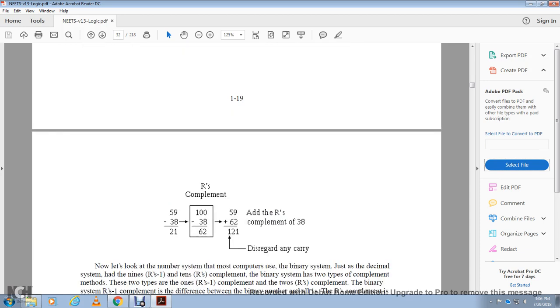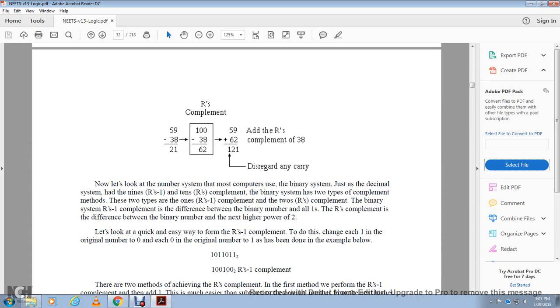All right, 59 minus 38 would give you 21. For the radix complement, you'd have 100 minus 38, which is 62, and 59 added to 62, the complement of 38, disregarding any carry, would be 121.